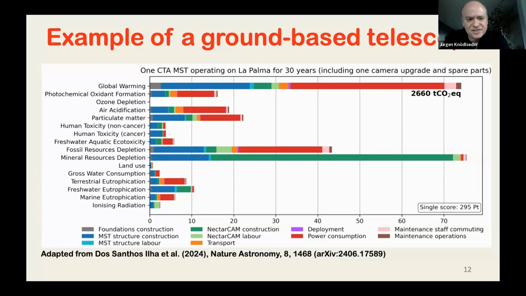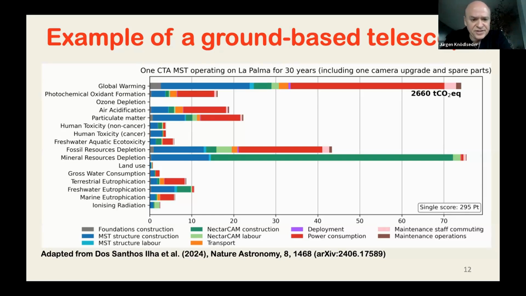You see the big impacts, for example, are global warming, and I just put the number here: 2,660 tons CO2 equivalent. And interestingly, here we can learn where it comes from. The global warming comes from the construction of the telescope, and this is because of the steel.